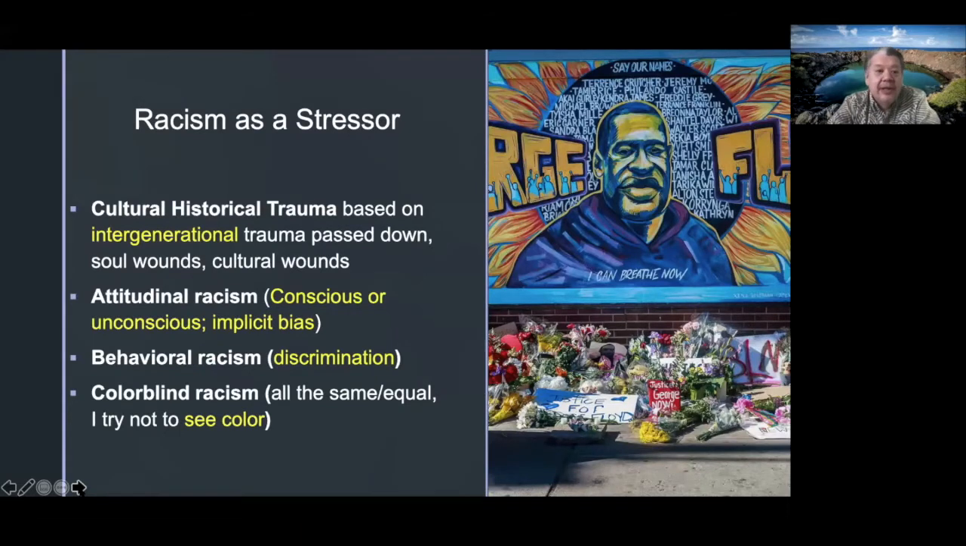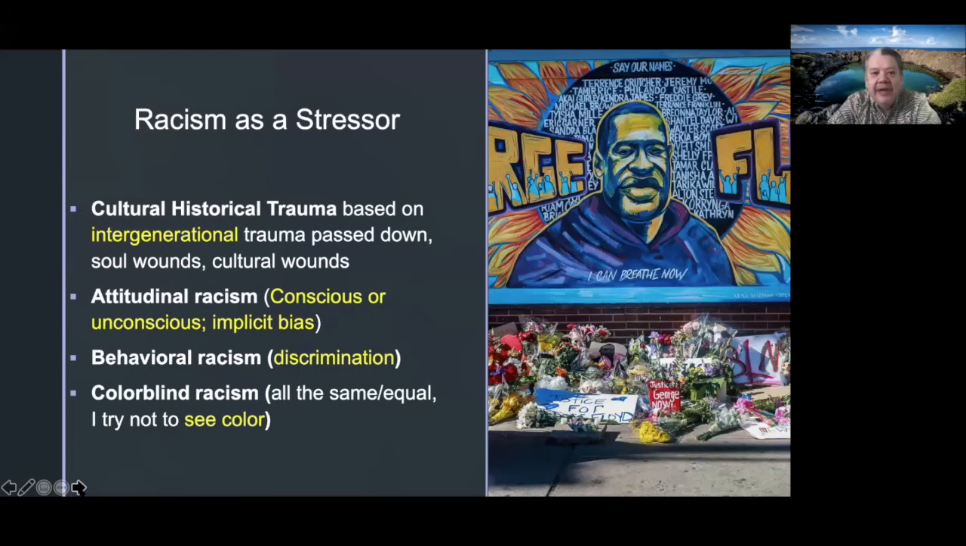Racism as a stressor. Besides the attitudinal racism that people experience, the conscious or unconscious implicit bias, the behavioral racism, or the colorblind racism, a lot of these things cause stress for us. It is stressful when people tell me that they don't see my color. Why? Because it's clear and obvious that I don't look the same, and I actually derive a lot of strength from who I am. And so to say you don't see me says you don't see who I am, and you also don't see the problems and the concerns that my community has because you don't see me.